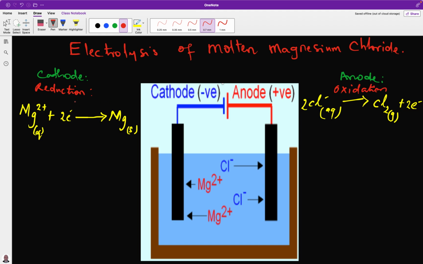Meanwhile, at the cathode, magnesium will do what? Meanwhile, at the cathode, the magnesium ion will gain electron to be deposited as magnesium solid.